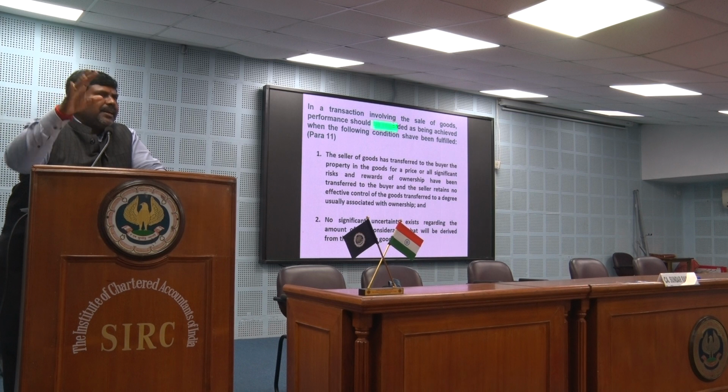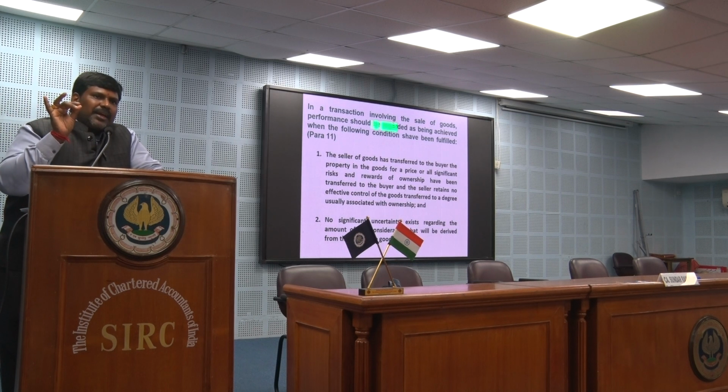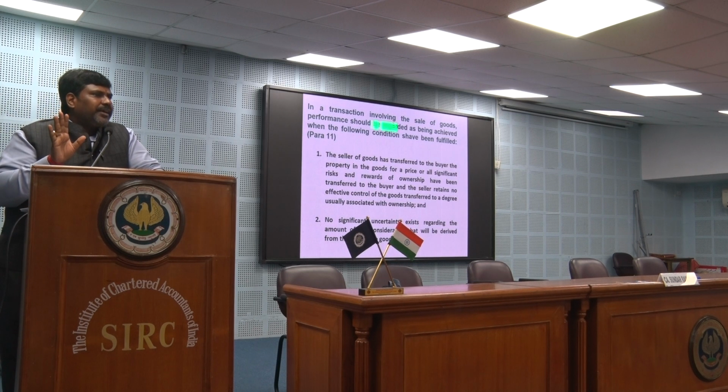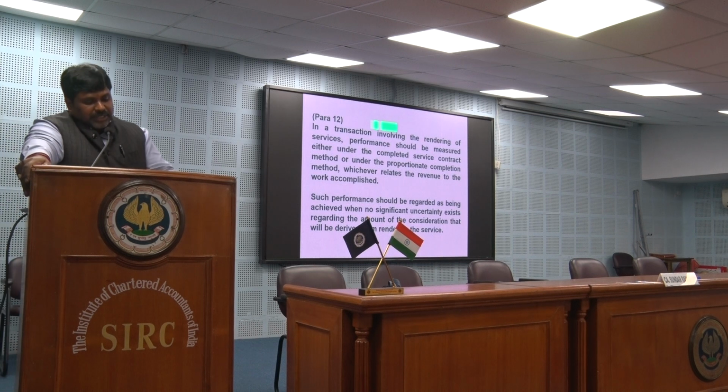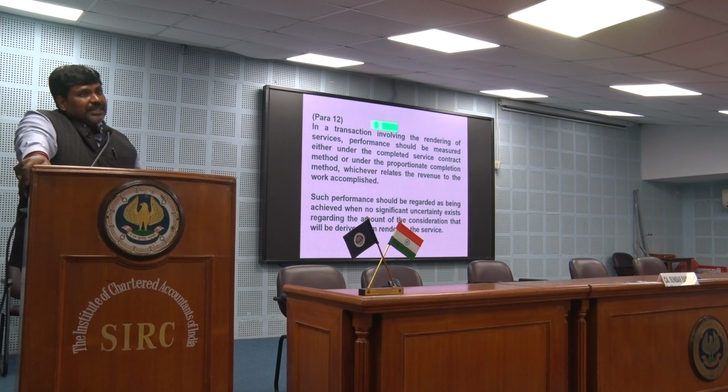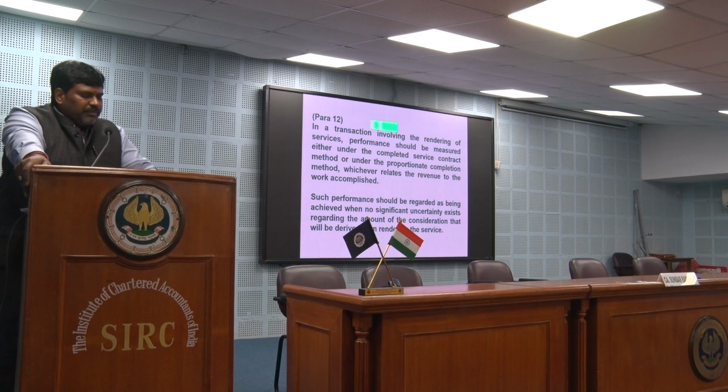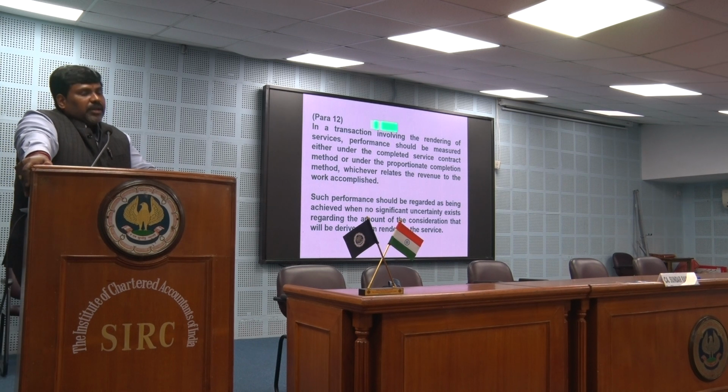So one, risk and reward. Another, whether the collection is certain, then the revenue recognition can be made immediately, or you recognize that as a sale. That transaction and event can be recognized as a sale in your books. With respect to certainty of collection, if there is none, revenue should not be recognized. It can be postponed. Similarly, para 12. In a transaction involving the rendering of services, performance should be measured either under the completed service contract or under the proportionate completion method, whichever relates the revenue to the work accomplished.